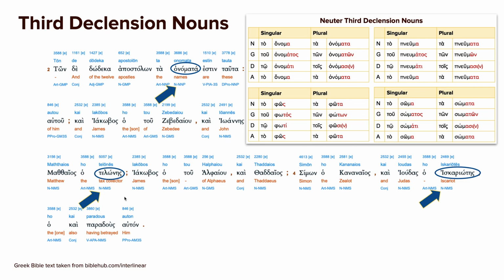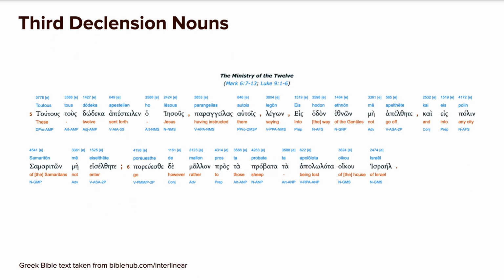But again, we have an interesting irregular masculine that falls into the eta pattern first declension here, telones, ho telones. And Judas, the Iscariot, is ho Iskariotes, another nominative masculine singular that has that eta first declension pattern. All right, let's go ahead and read the Ministry of the 12, so verses 5 and 6.